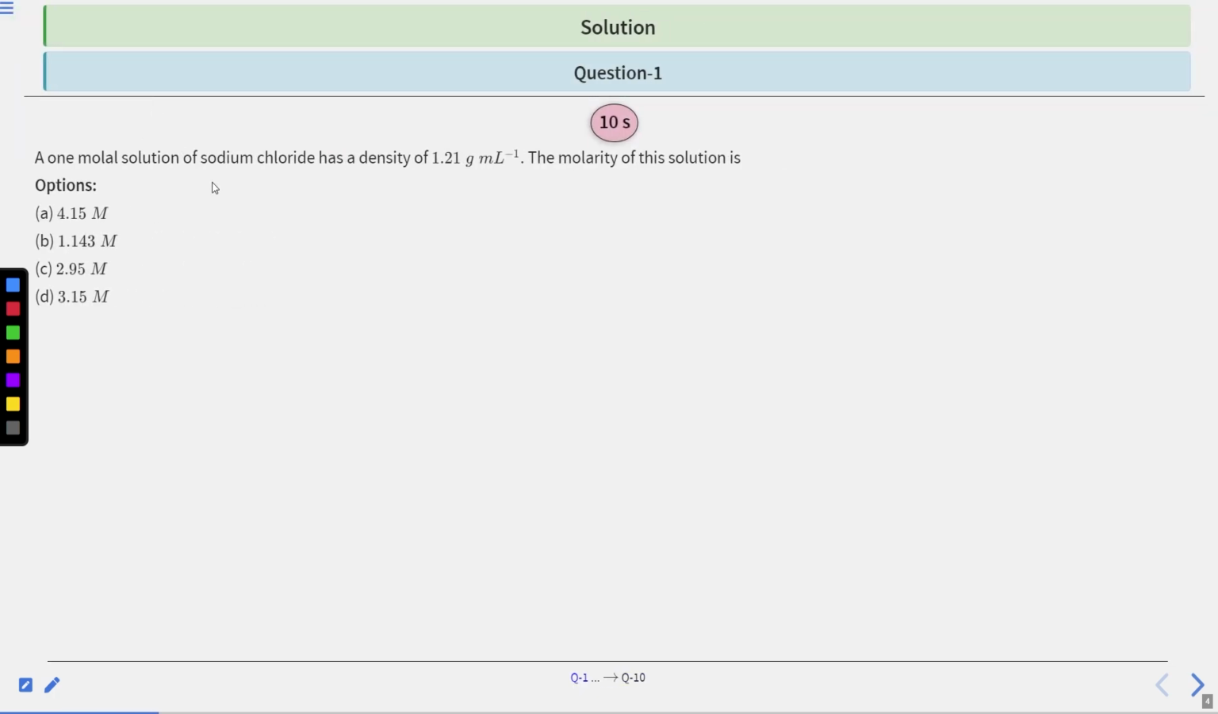A 1 molal solution of sodium chloride has a density of 1.21 gram per milliliter. The molarity of the solution is, we have to find out the molarity. Options are 4.15 molar, 1.143 molar, 2.95 molar, or 3.15 molar. So you have 10 seconds to solve this question. After that, we will see the answer.